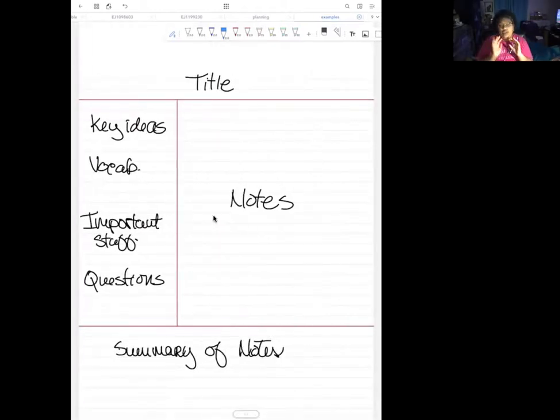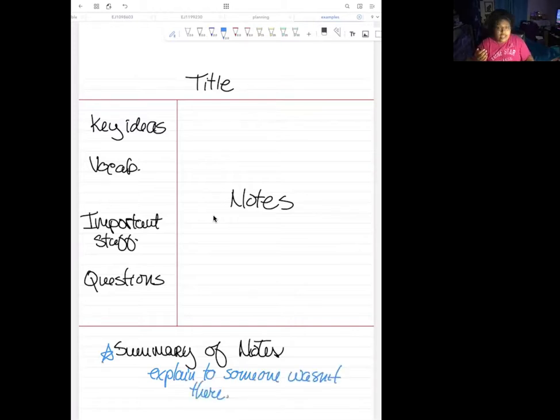And so you have the title, the notes, and the cueing. And with the cueing, you write down your key ideas, your vocabulary words, all the great stuff, the questions. And then you have the summary of notes. And this right here is super important. The summary of notes is you're summarizing what you know, right? And you're kind of explaining it to someone who wasn't there.